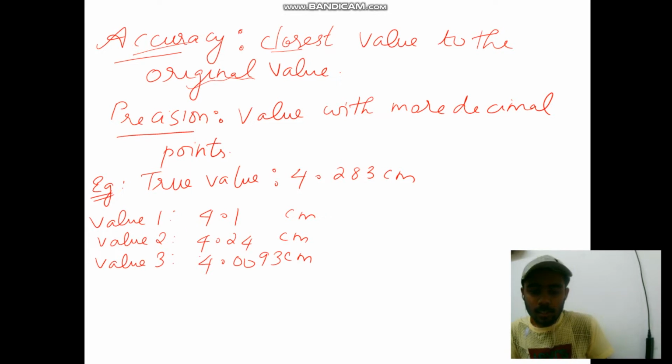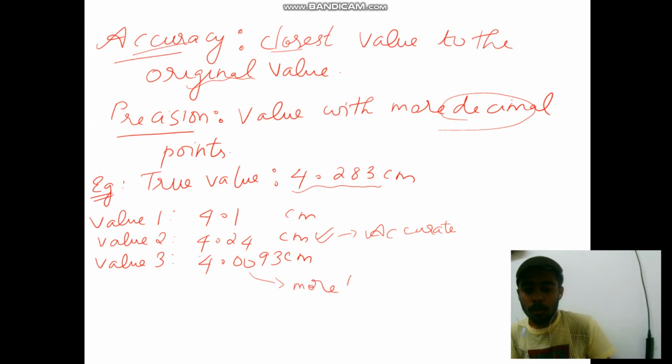Here one example is given. Let the true value be 4.283 centimeter. We are taking three trials in which the first value is 4.1 centimeter, the second value is 4.24 centimeter, and the third value is 4.0093 centimeter. The closest value to the true value is the accurate value, and precision means more decimal points, so 4.0093 is the more precise value.